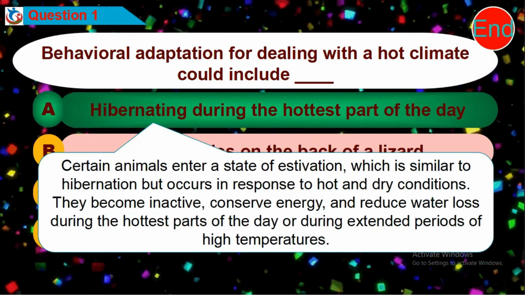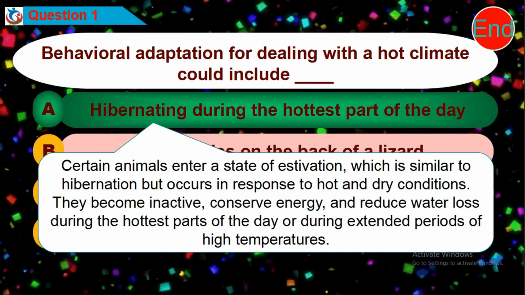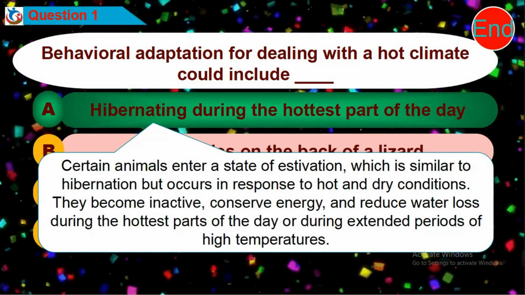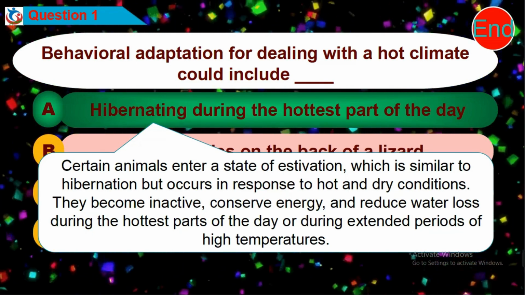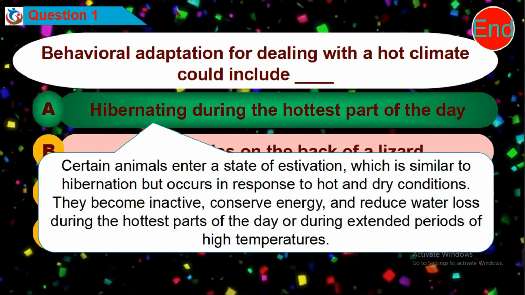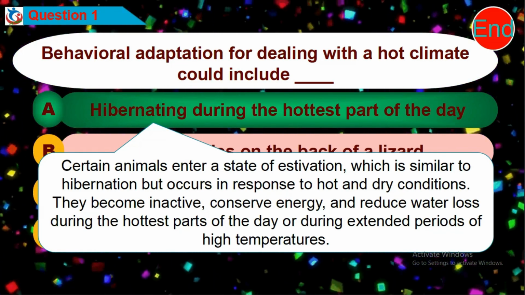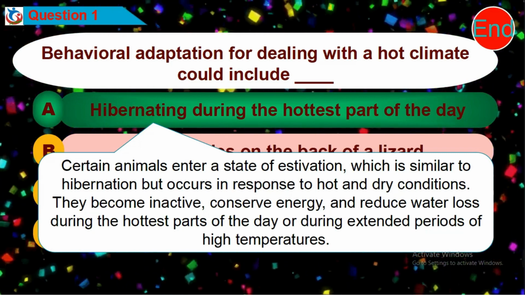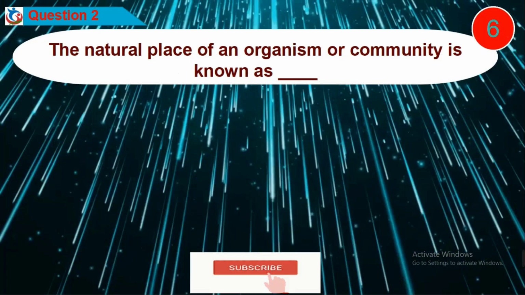Certain animals enter a state of estivation, which is similar to hibernation, but occurs in response to hot and dry conditions. They become inactive, conserve energy, and reduce water loss during the hottest parts of the day or during extended periods of high temperature.